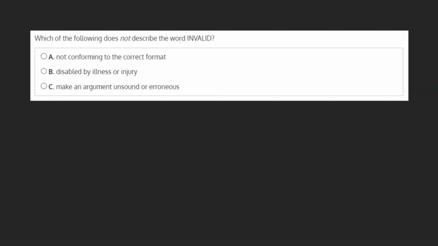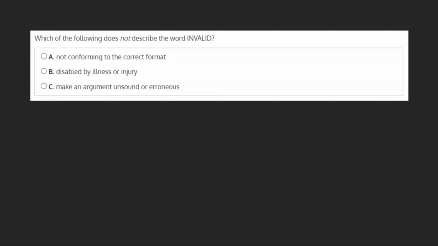Which of the following does not describe the word invalid? A. Not conforming to the correct format. B. Disabled by illness or injury. Or C. Make an argument unsound or erroneous.